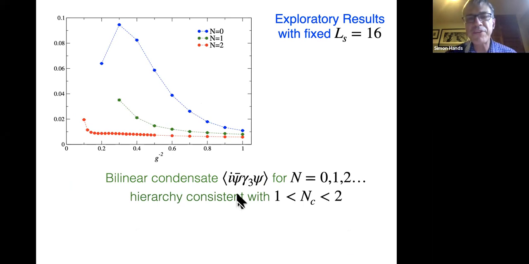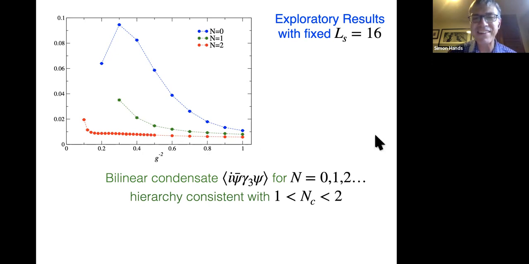Initially, I'm going to show you some exploratory results taken with a fixed domain wall separation of 16. I've got 3 different sets of data points here. The blue ones are taken in what's called the quenched approximation, so in other words, there's no fermion feedback. The auxiliary fields A are just drawn at random from a Gaussian distribution. The green points are done with a simulation with 1 fermion flavor. The red points are done with a simulation with 2 fermion flavors.